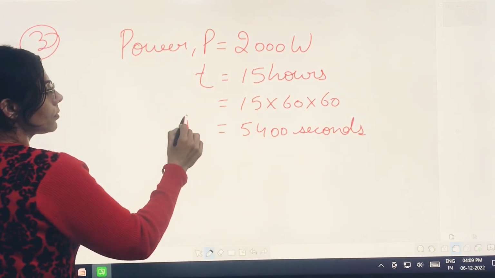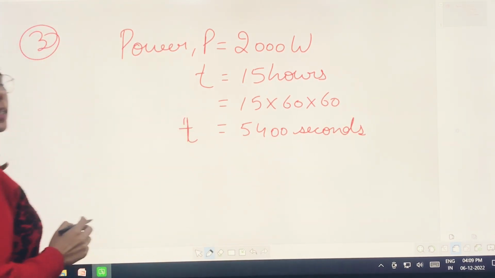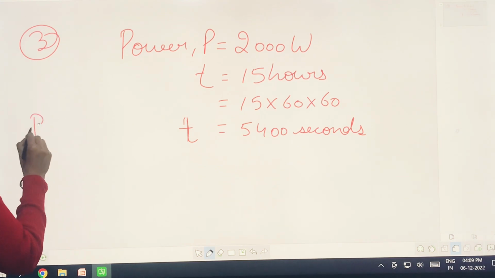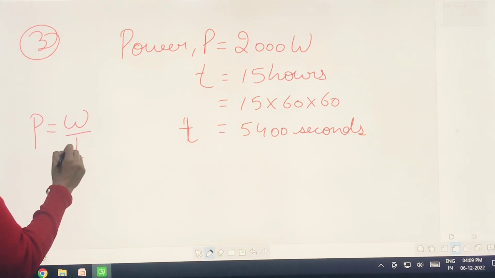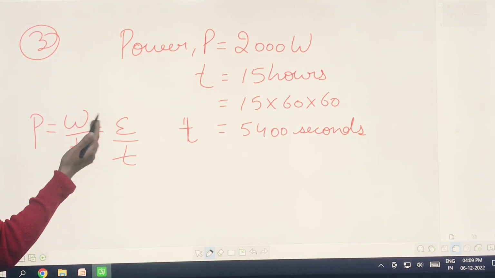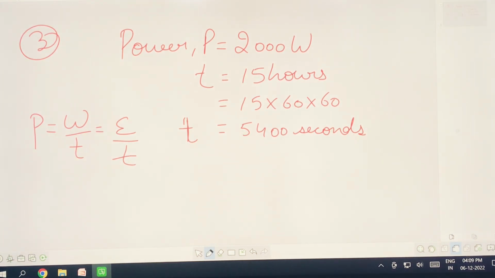Fine with it? So this will be the time, that is 5400 seconds. And what we need to calculate? We need to calculate the energy over here. Power is work done upon time, and that is equivalent to energy over time. Now we know the values of power and time, and simply we can calculate the value of energy over here.